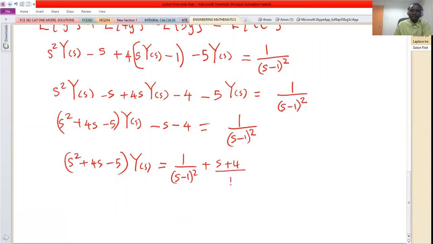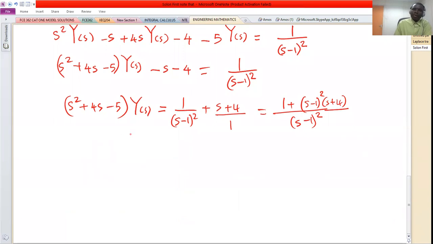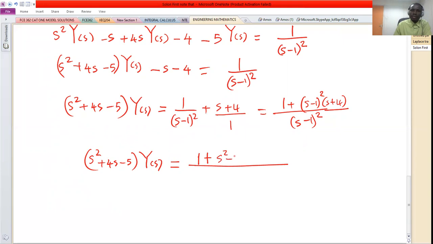All this is like over 1, so we can put it under one LCM: 1 plus s minus 1 squared into s plus 4, which will give us s squared plus 4s minus 5 capital Y of s equals, this is the same thing as 1 plus, squaring this one, s squared minus 2s plus 1 multiplied by s plus 4, over s minus 1 squared.